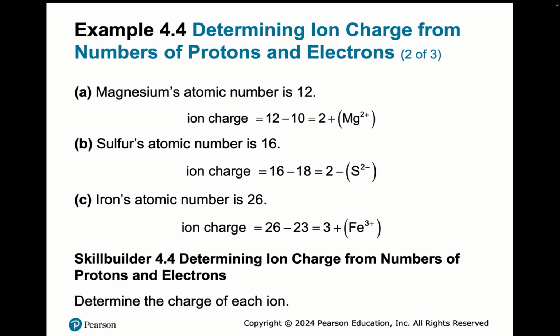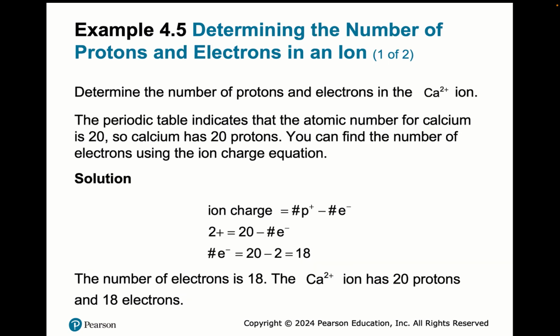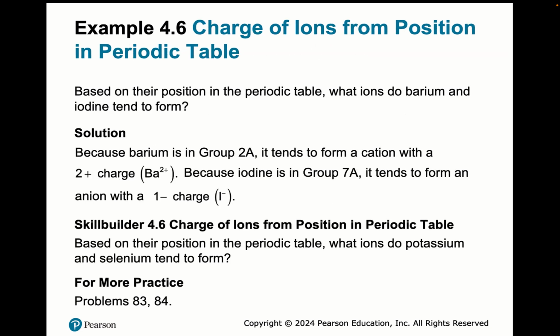You can just take the number of protons minus the number of electrons, and that's the charge. If it's positive, then it's a positive charge. If it goes negative, then you have a negative charge. Now determine the number of protons and electrons in an ion. Determine the number of protons and electrons in the calcium +2 ion. The atomic number of calcium is 20, so it's 20 protons. But it's a +2 ion, which means there are 2 fewer electrons. So there are 18 electrons in calcium +2.